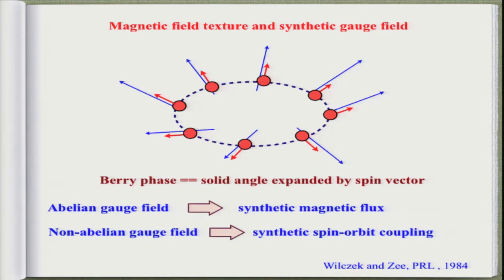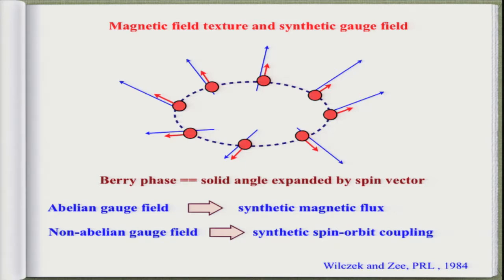then if the particle travels around a closed loop, it will pick up a Berry phase, which is basically the solid angle spanned by the spin vector. And we know that this Berry phase acts as a gauge field on the particles. In this way, we can realize the abelian gauge field, whose effect is like a synthetic magnetic flux. And we can also realize the non-abelian gauge field, like the idea by Wilczek and Zee, which generalizes the concept of Berry phase to the non-abelian case. And you can realize effects such as spin-orbit coupling for cold atoms.